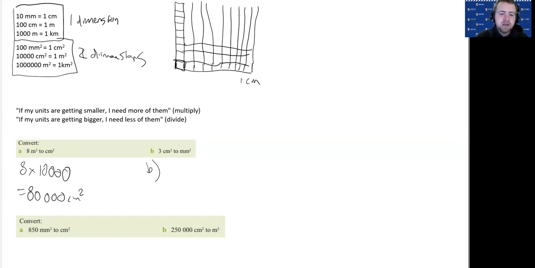For B, I'm going from centimeters squared to millimeters squared. The conversion factor between centimeters and millimeters is 10, so for area it's going to be 100. I'm getting smaller units, so I need more of them. So it's going to be 3 times 100, which equals 300 millimeters squared.